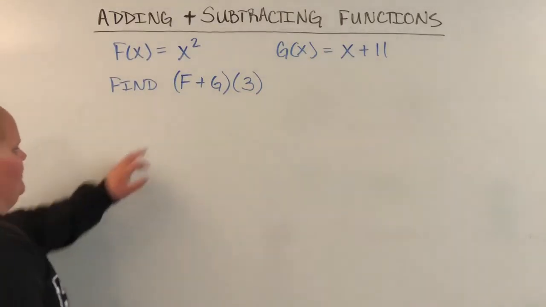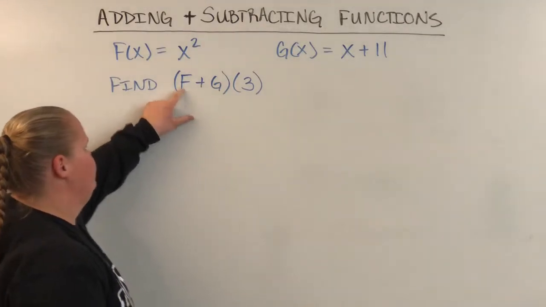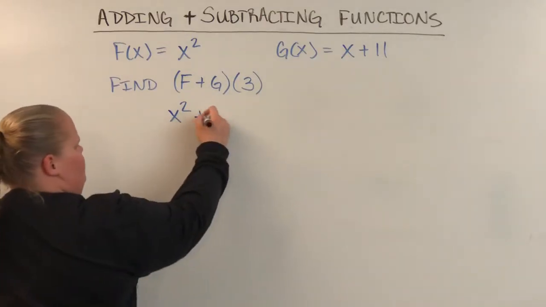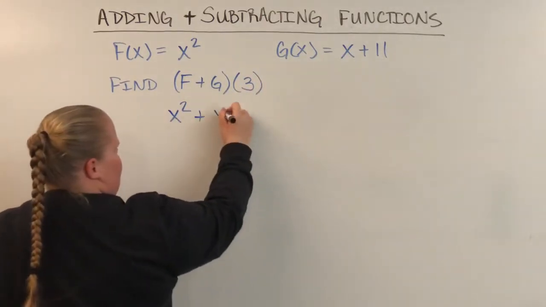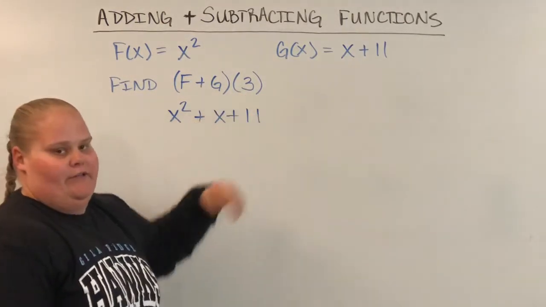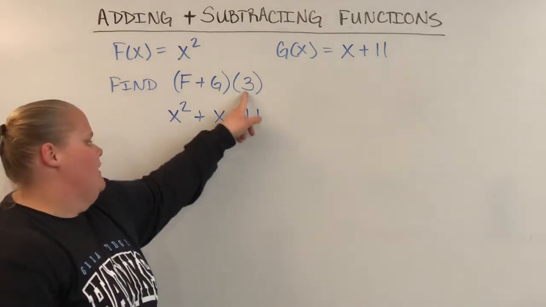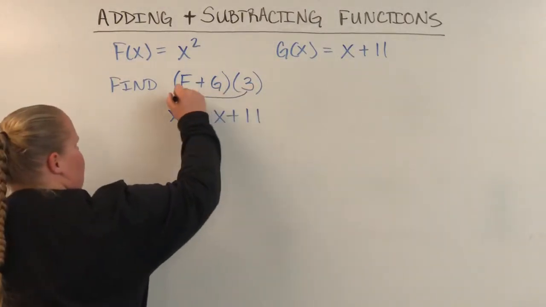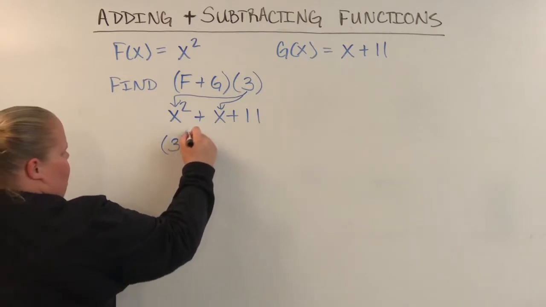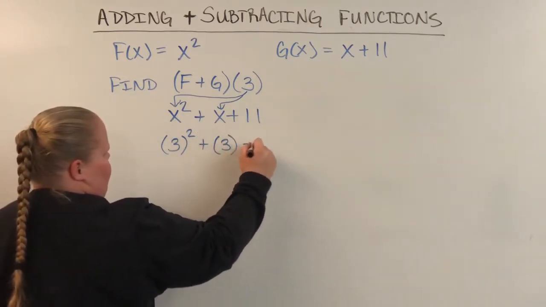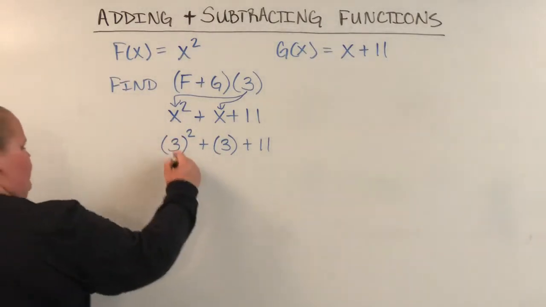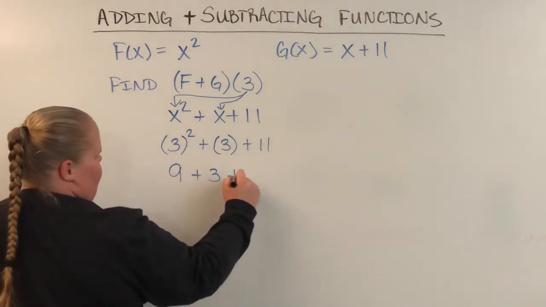The first part's the same. I have f plus g. So f comes first. F is x squared. And plus g. G is x plus 11. The only thing that's different is I have this 3 here. This 3 means that wherever I see an x, I need to plug in 3. So that's what I'm going to do. Plug in a 3 there, and one right there. So I'm going to have 3 squared plus 3 plus 11. The parentheses are just to show that I plugged them in. 3 squared is 9, so I have 9 plus 3 plus 11.